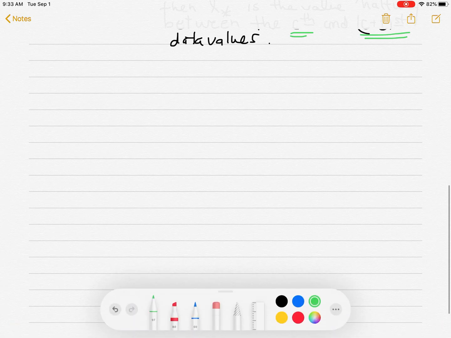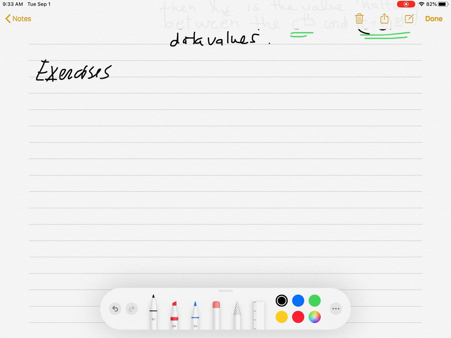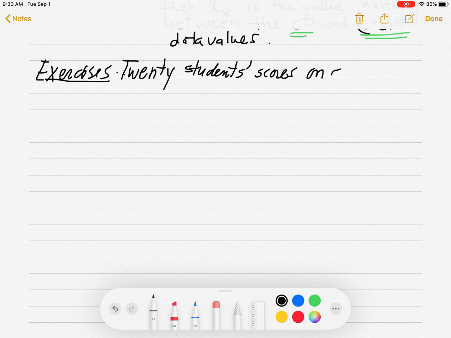Okay, so let's do some exercises. You'll see once we get it going that it's not too hard. We already did speeding tickets earlier, right? Let's do scores on a biology exam. Some data from a biology exam, 20 students. So this time we're going to have 20 data values.